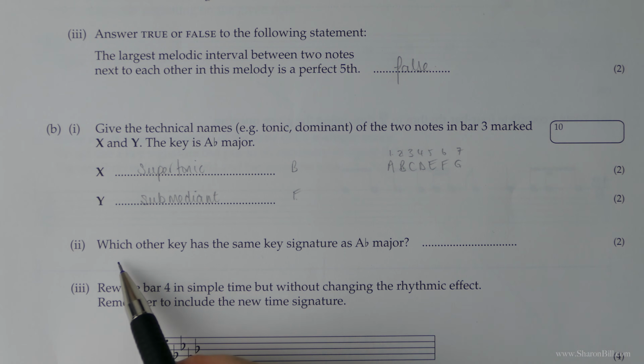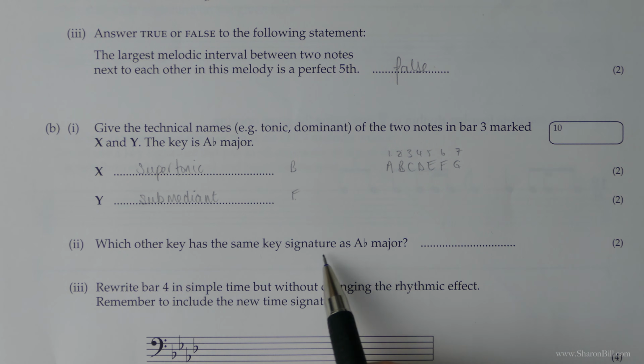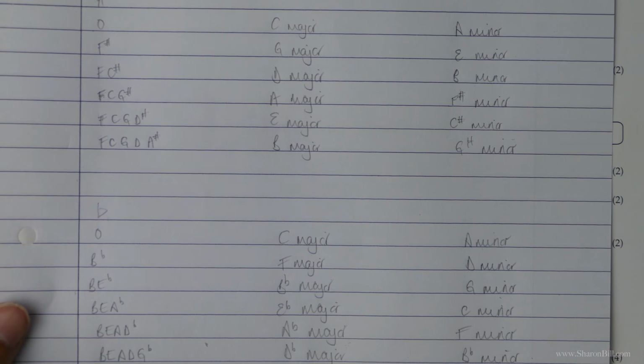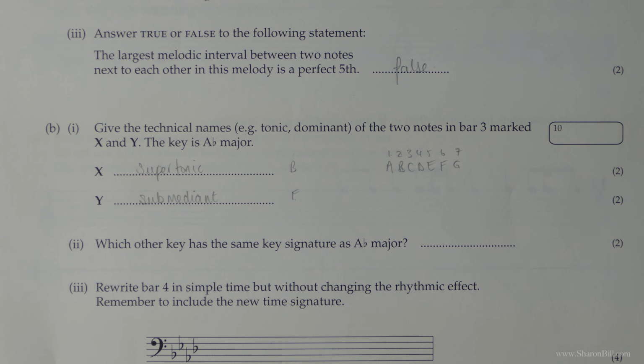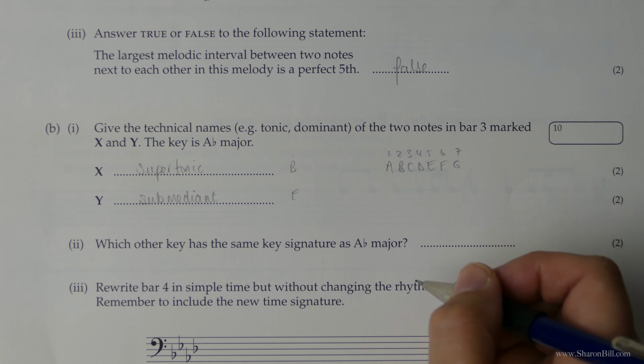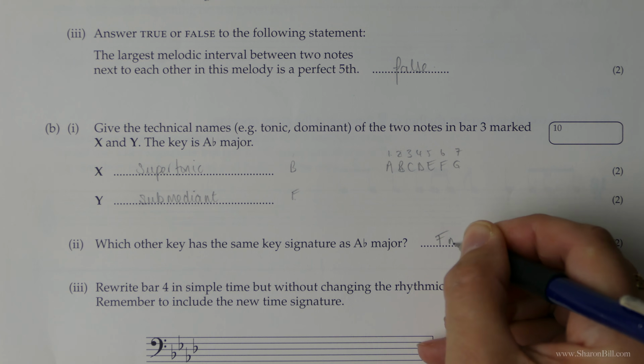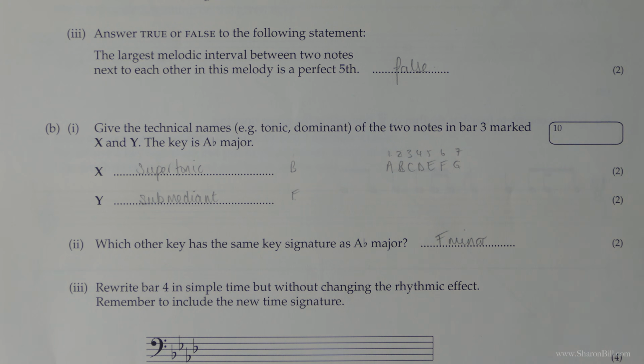We're asked, which other key has the same key signature as A flat major? Now I always suggest that you just sketch out all of your major and minor keys before you start, so you can do all your thinking in one go. However, we know that A flat major is related to F minor. They are the related keys, so that's that question.